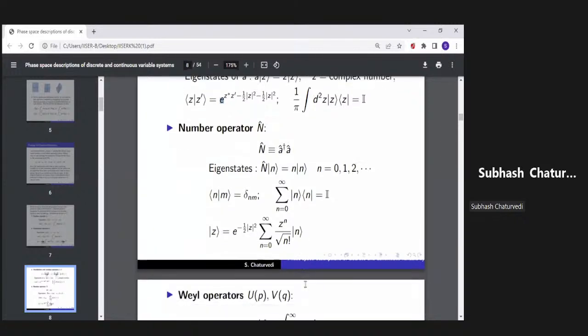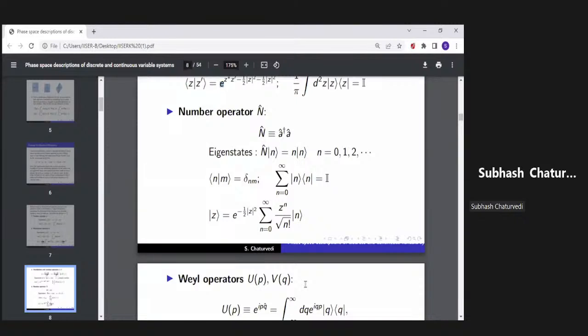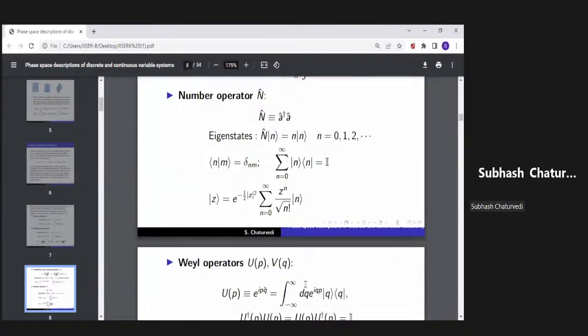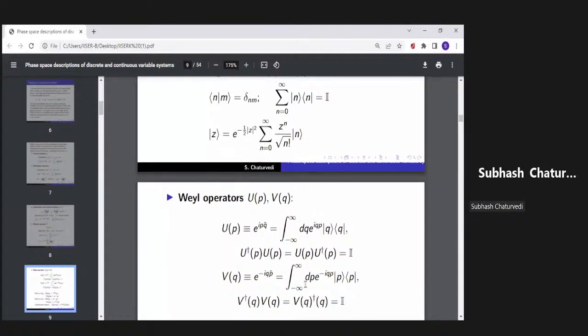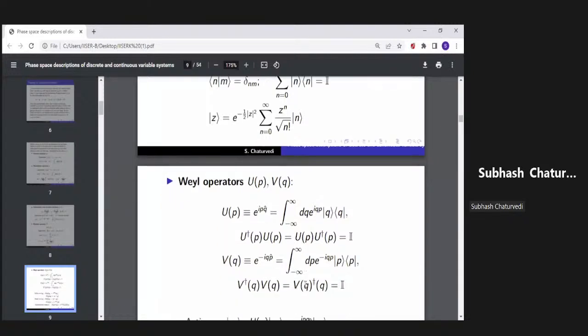Now we come to some operators which will be very crucial in the phase-space description. These are called Weyl operators. I have given their properties here, and I will not go through them, but I would suggest that whatever properties I have indicated here, you sit down and prove them for yourselves.